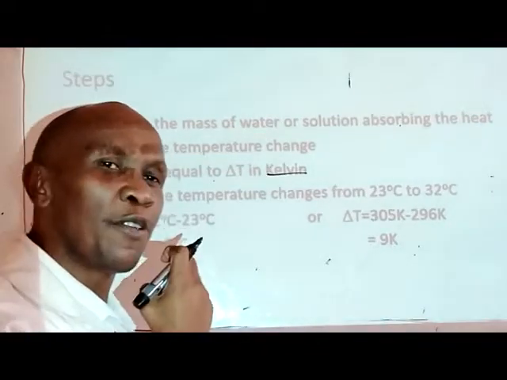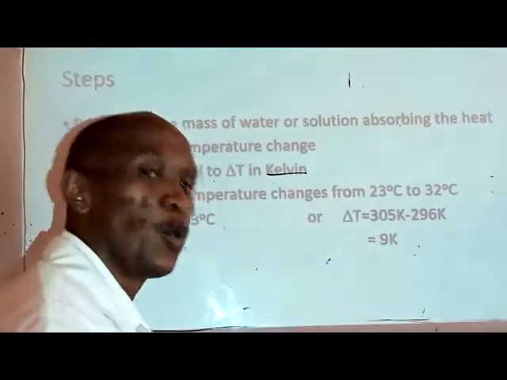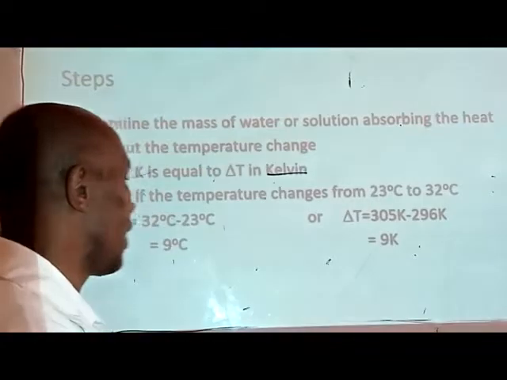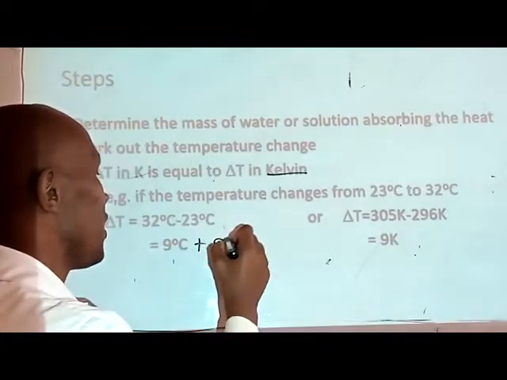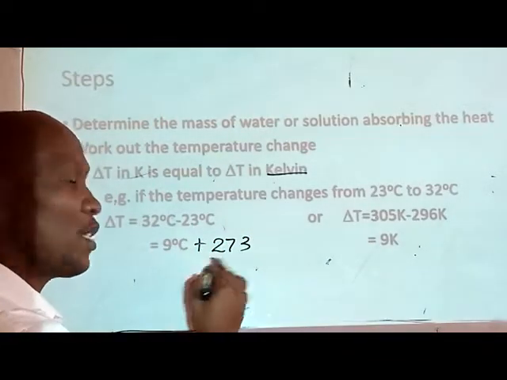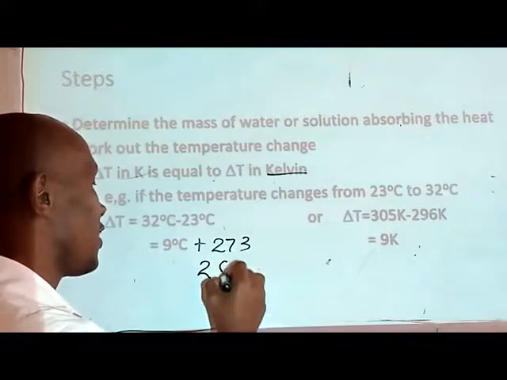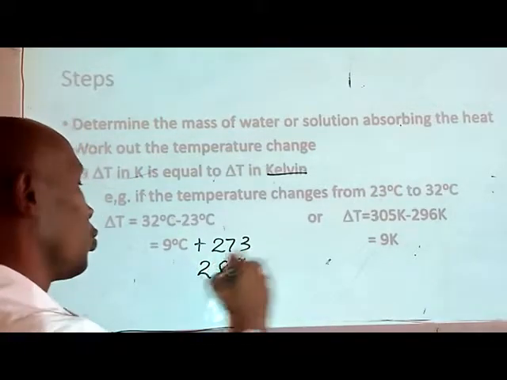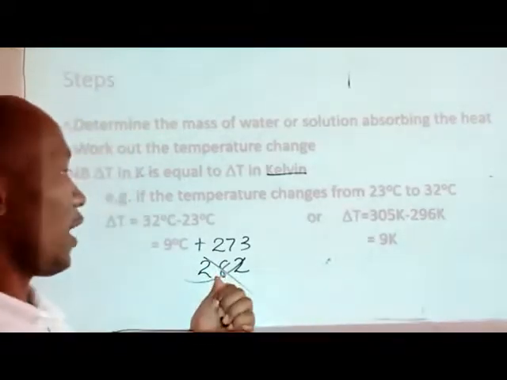Now, some students remember they were told to always give the temperature change in Kelvin. So what do they do? They immediately go very fast and add 273 to the 9, and then they get 282. That is completely wrong. That is completely wrong.